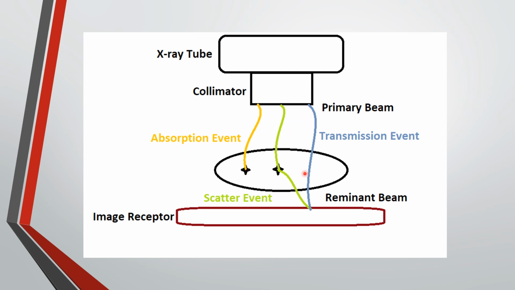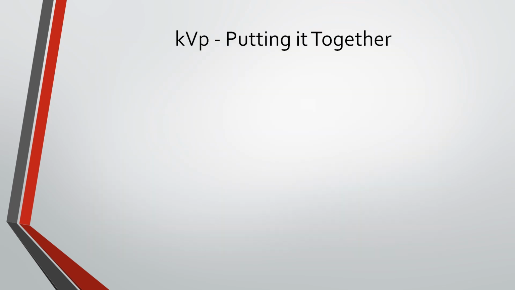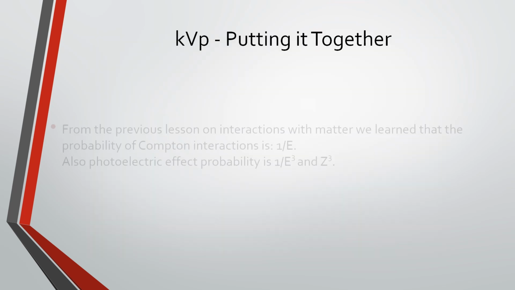We're going to have a certain amount of transmission events, and our job or our goal in setting the KVP is to set it at a level that there's enough transmission events that it creates an image, and there's also enough absorption events that we have contrast within the image. There's always going to be scatter events, and we can change that depending on the KVP that's set, and we'll talk about that a little later. We'll actually go ahead and we'll talk about that right here.